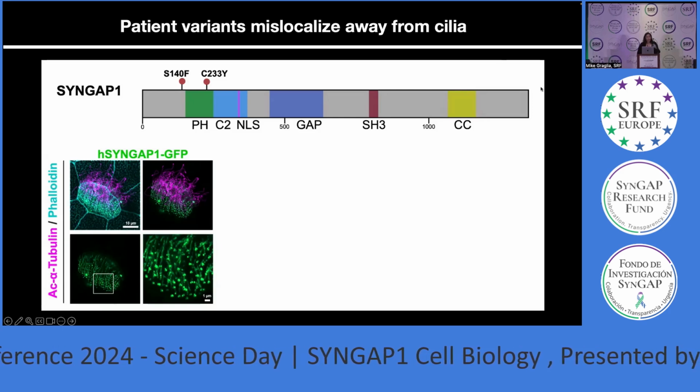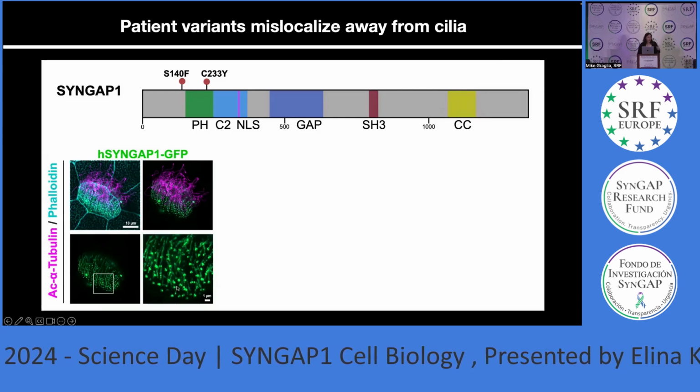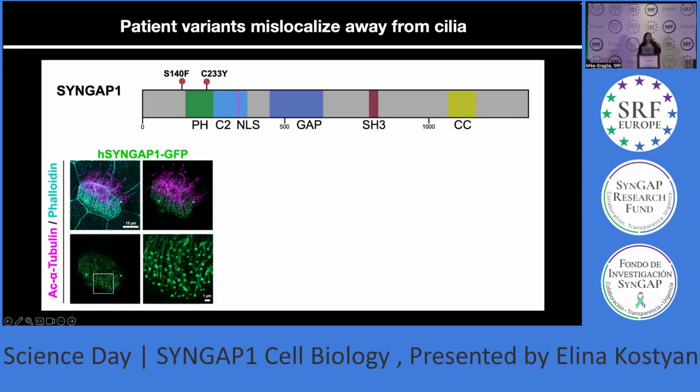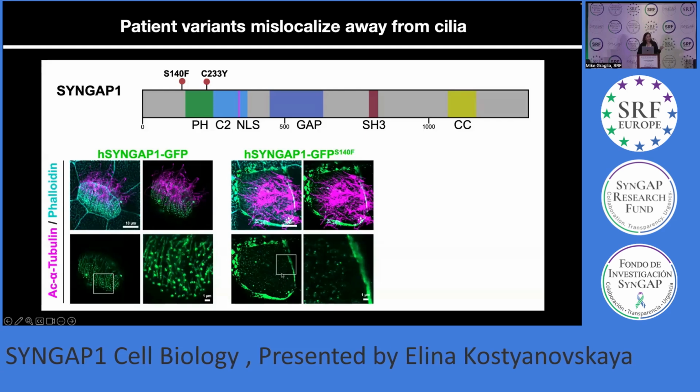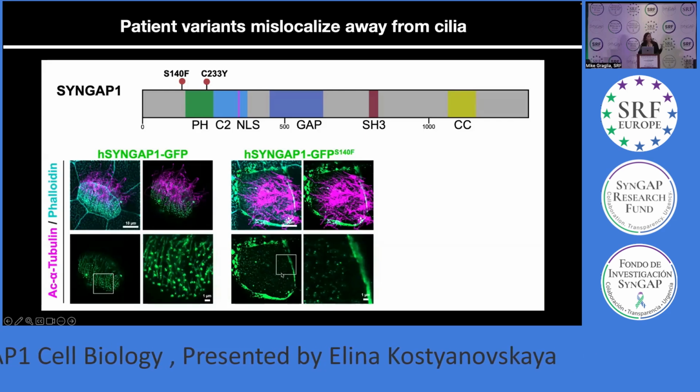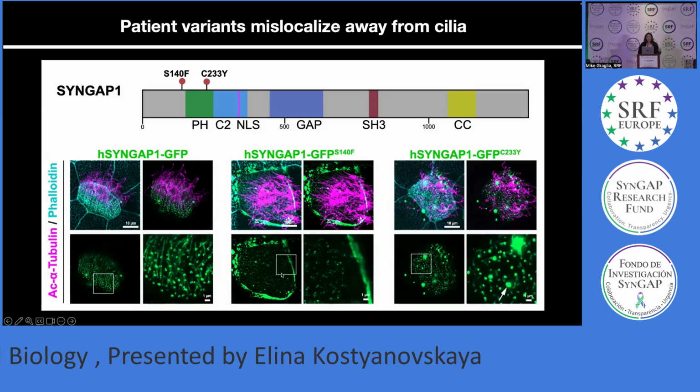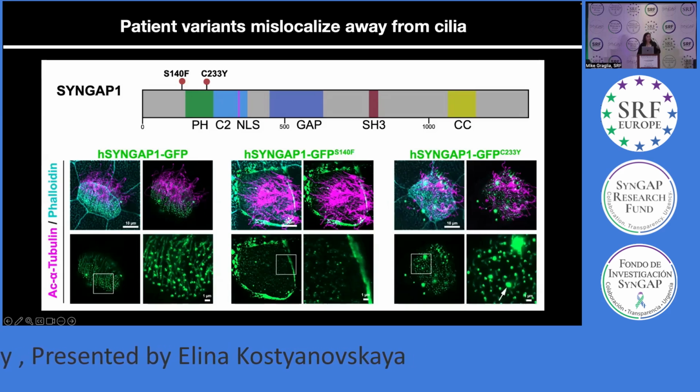And so again, when we look at this wild-type SYNGAP1, we see that it's at the base and along the axoneme. However, when we look at this first variant, we see this pretty substantial mislocalization away from the cilium to the plasma membrane. And when we look at the second patient variant, we find that it also mislocalizes away from the cilium into sort of these liquid-like aggregates. And this was especially interesting given that these mutations we started with are within or adjacent to the annotated pleckstrin homology domain, this little domain here, which is known to have a role in membrane localization.